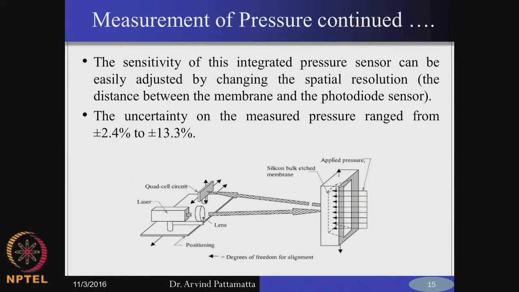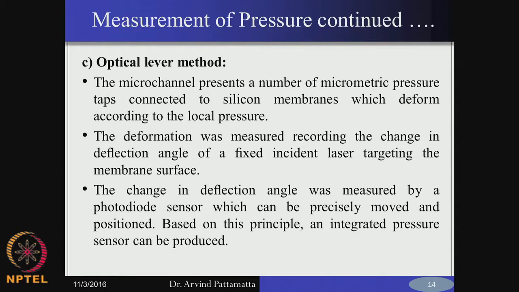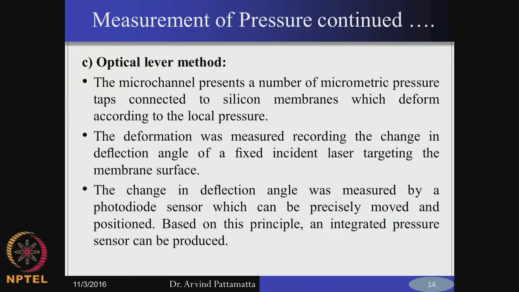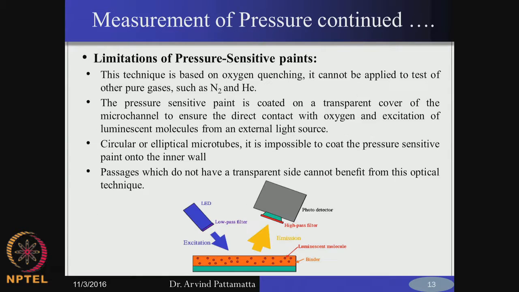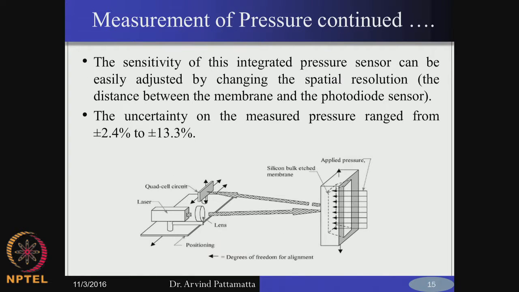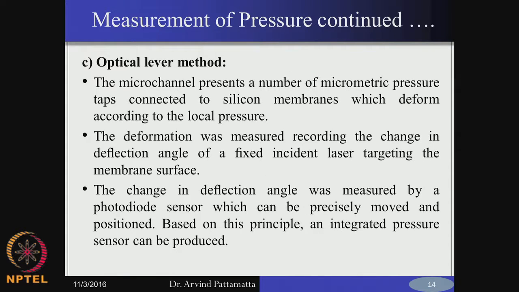Okay. So we will look at one more last method for measuring pressure before we stop the pressure measurement. The third method is called the optical lever method. Now, this is a slightly more sophisticated method than the other two. You need a lot of investment to do this, but with this method you can do it for a large range of working fluids without any restrictions.